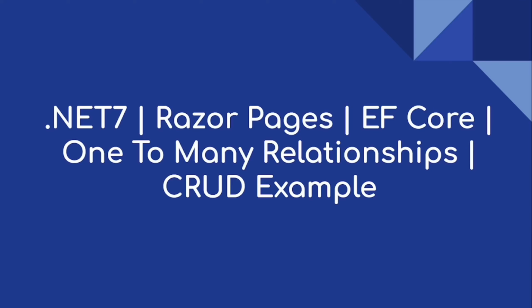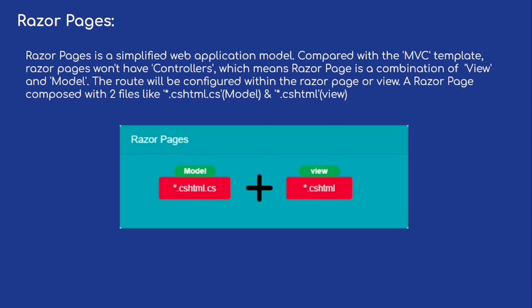So this video is on .NET 7 Razor Pages CRUD sample with one-to-many relationship table structure using EF code. So what is Razor Pages? Razor Pages is a simplified web model. It is one of the technologies in .NET applications.